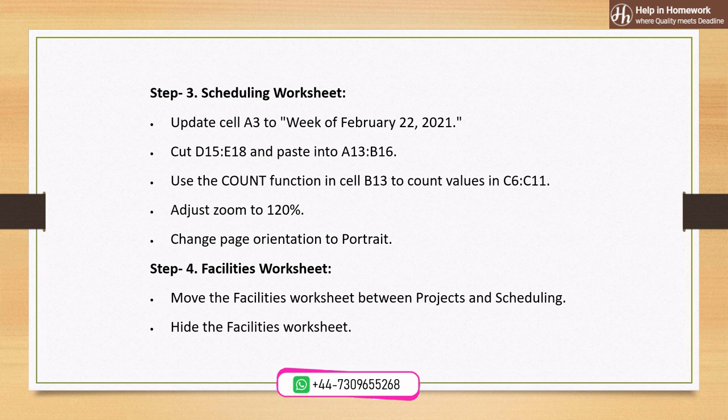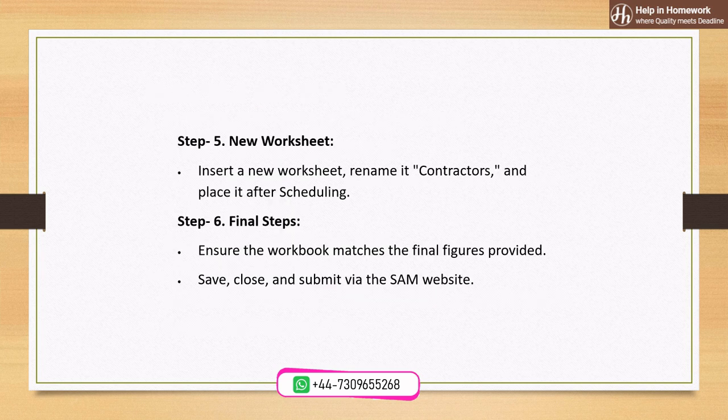Step 4. Facilities Worksheet. Move the Facilities Worksheet between projects and scheduling. Hide the Facilities Worksheet. Step 5. New Worksheet. Insert a new worksheet, rename it Contractors, and place it after scheduling.